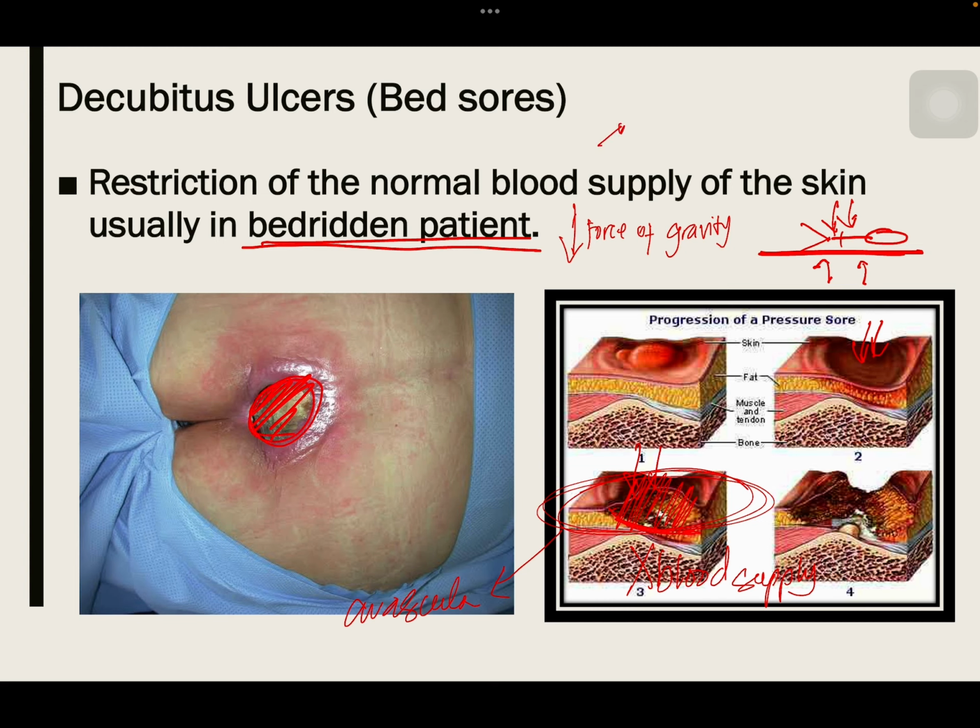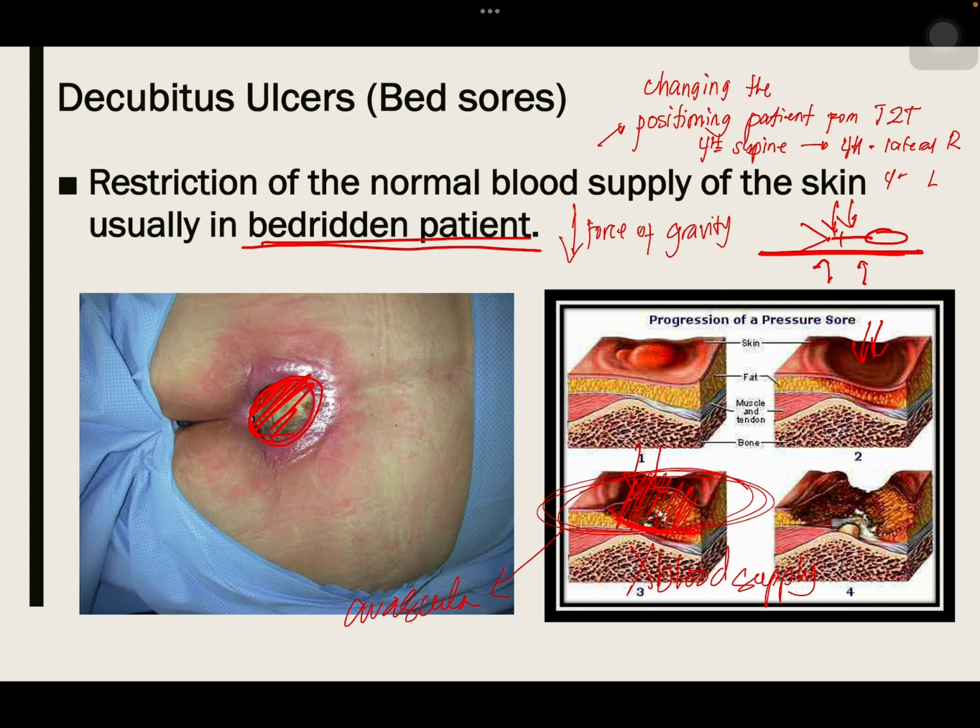The remedy to this is changing the positioning of the patient from time to time. For example, after 4 hours lying down in a supine position, you turn the patient prone for another 4 hours. If the patient cannot be proned, then lateral, or leaning to the side, lateral to the right. After 4 hours, it can be lateral to the left. This relieves the pressure so that it is not concentrated on one part of the body.